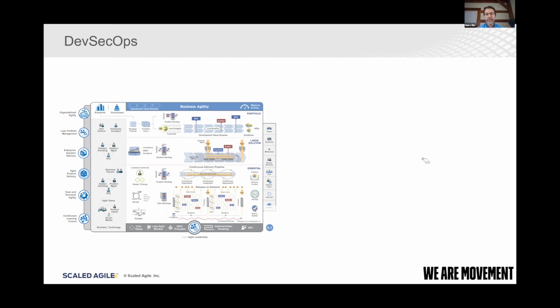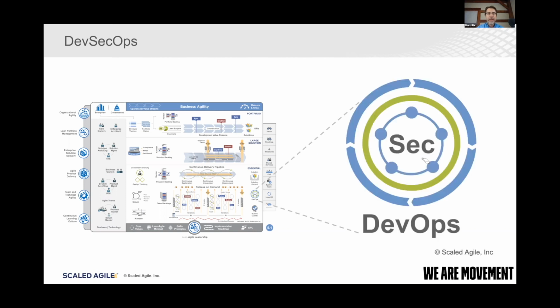So let's start with the big picture and move into that new icon. We replaced that CALMR icon with this new icon that puts security right in the middle. Now, notice a couple of things about this icon. Security is in there, but we're not calling it DevSecOps. And this is for a reason. We played around with that. We had a lot of conversations, both internally and externally, with customers, with partners, with trainers, and people even outside the SAFe community about what DevSecOps really means.